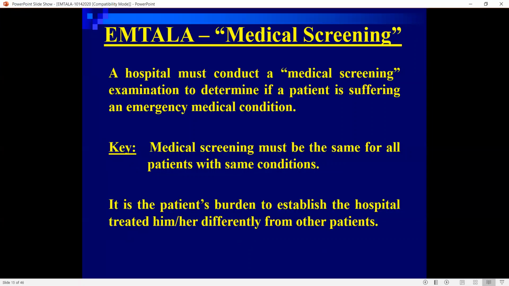Regarding definitions of medical screening, a hospital must conduct a medical screening examination to determine if a patient is suffering an emergency medical condition. And the key is the medical screening must be the same for all patients with the same conditions. The key aspect of EMTALA in regards to the medical screening is that there is no disparate treatment, that everyone is treated the same way. So it is a patient's burden to establish that the hospital treated him or her differently than other patients. And I include the word hospital, but in regards to emergency medicine, be cognizant that that word will be used interchangeably between hospital and emergency room physician. Next slide, please.